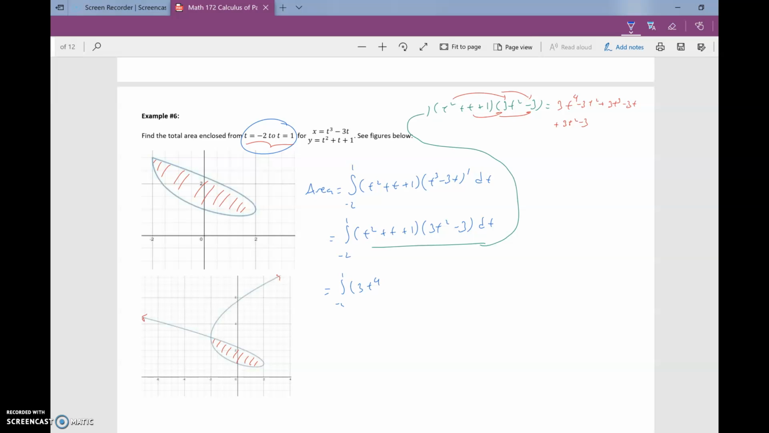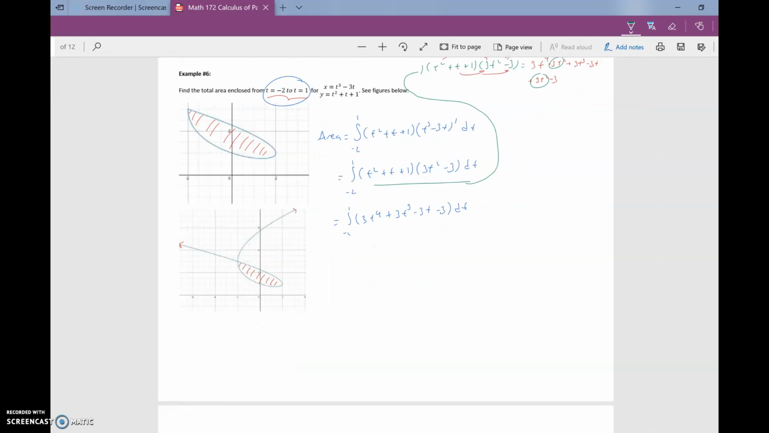And for t to the third power, I have 1, so plus 3t to the third. And then to the second power, the second powers cancel. So I just have minus 3t minus 3 dt. Let me check all the terms, but I think we're good, because technically these cancel.